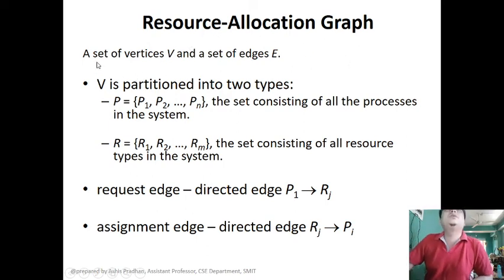So in a computer system there may be a set of processes, which has a certain way of representation, and a set of resources with different instances, which also has a certain way of representing it. We'll go through it. So first of all, let us think about the graph. In a graph there are vertices and edges.